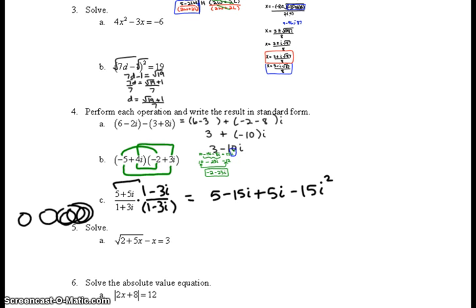Okay, in the denominator, the first two terms, 1 times 1 is 1. The outside terms, 1 times negative 3i. The inside terms, 3i times 1 is positive 3i. And the last two terms, 3i times negative 3i is negative 9i squared.